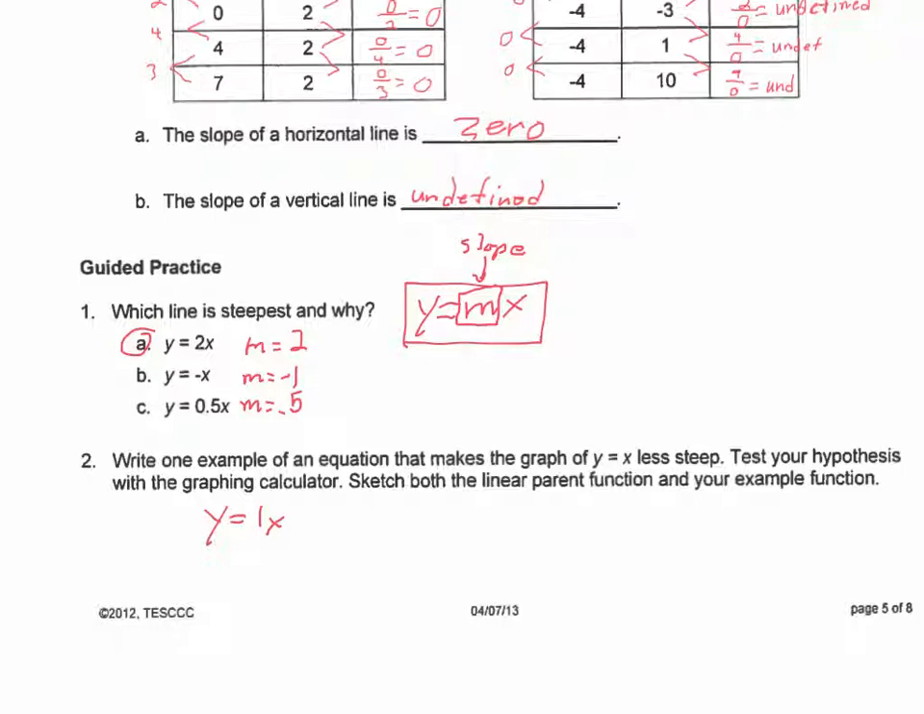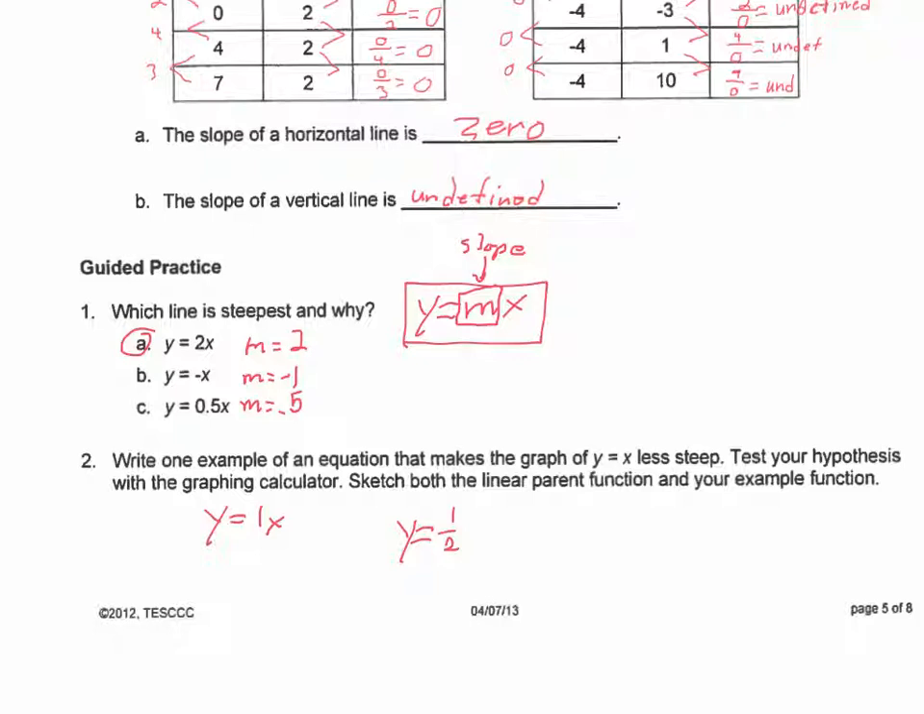But it can't be 0 because 0 is perfectly flat. We don't want it to be completely flat. We want it to be at a slight angle, but we want it to be less steep than y equals 1x. Okay, so a number that is smaller than 1 but bigger than 0. So we've got to go with a decimal or a fraction, right? So I'm thinking something like y equals 1/2 x. Isn't 1/2 smaller than 1 and bigger than 0?